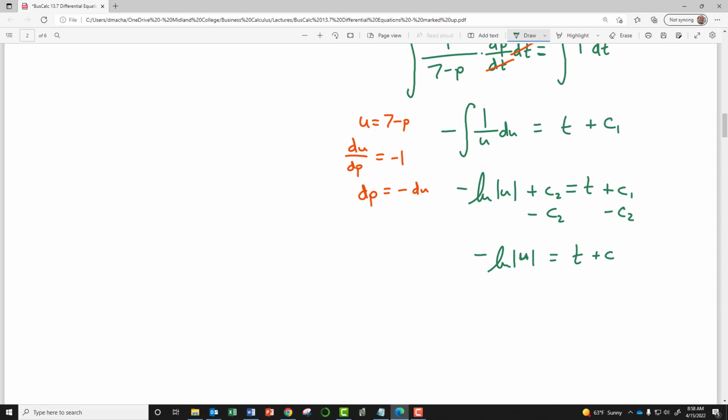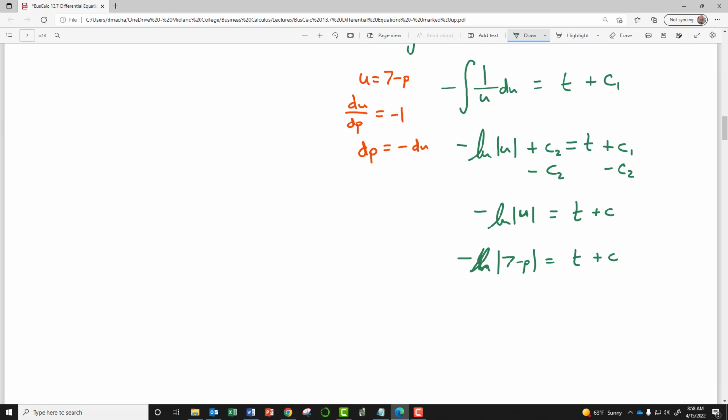Now, what I really want was p and not u. I don't really care about that lowercase u. So I take negative natural log and then I replace the u with 7 minus p. To get rid of the negative on the left side, I have to multiply both sides by a negative, so this would be natural log of 7 minus p equals negative t minus c. And just for the same reason, since I haven't decided on whether my c value is going to be positive or negative, it's still up in the air, it's still arbitrary, I could just make that negative into a positive and it won't really change anything.